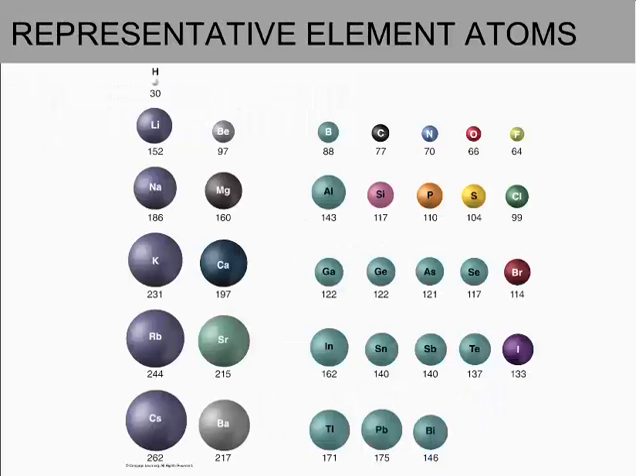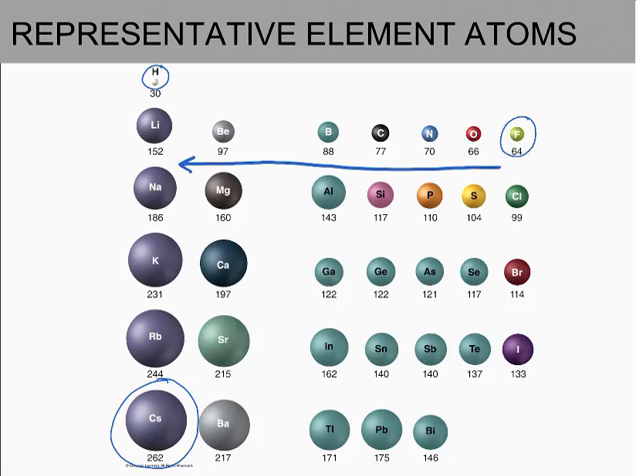So here's a nice diagram showing the different sizes of the elements. So you'll notice hydrogen is really, really small, but also fluorine is the next smallest element. And then cesium is really, really big. So again, we said that atomic size increases going towards the left, and then it also increases going down.